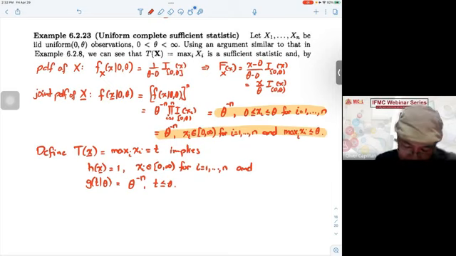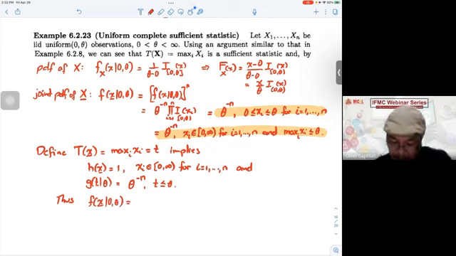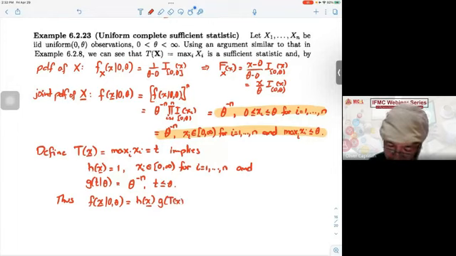Okay? So thus, our joint PDF can be factored as h of x. We can factor h of x, and then a function of our sample, g of t.